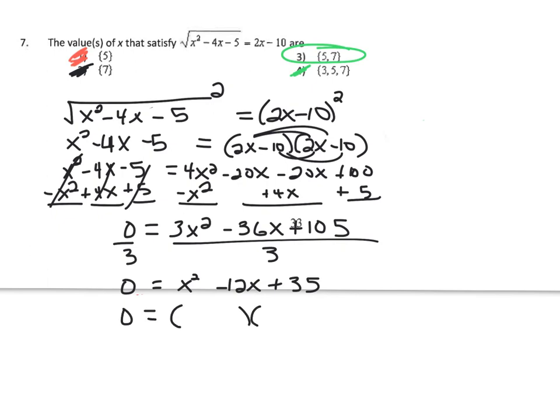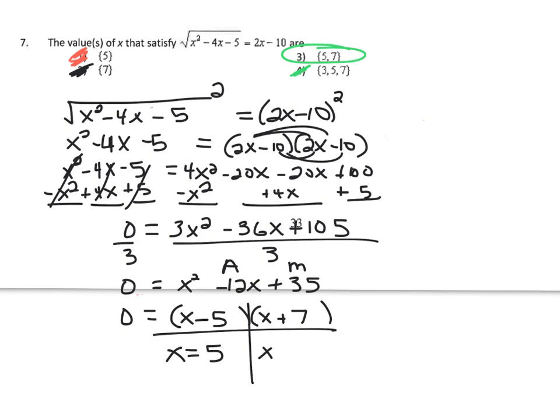Set up 2 sets of parentheses, and put an x and an x, and come up with 2 numbers that add to negative 12 and multiply to positive 35. So negative 5 and positive 7. And then we're going to make a t-chart and solve. Now, I don't know why I wrote positive 7. I'm sorry, that was wrong. That should be negative 7. So we get x equals 5 and x equals 7.